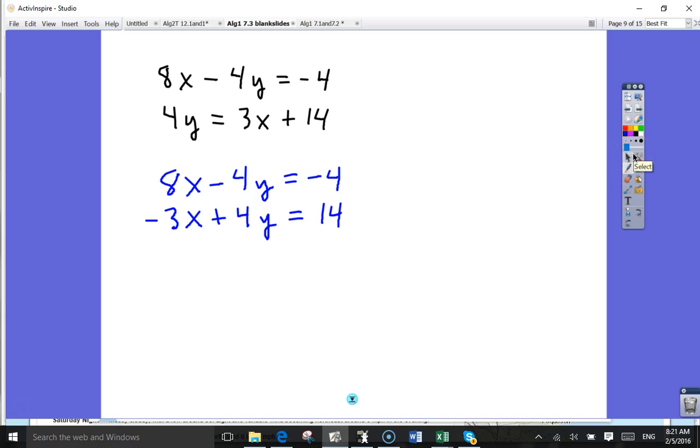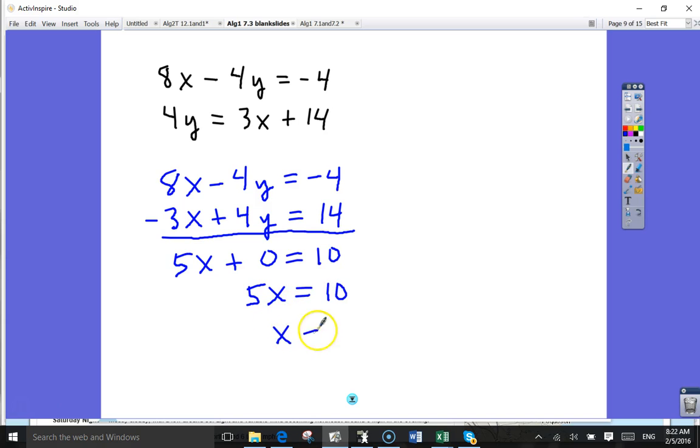Okay, so now, can I add or subtract these and eliminate a variable? Which variable is going to get eliminated here? It looks like the y would get eliminated if I did what? Plus. These are opposites, so you definitely want to add to cancel. So this is 5x plus 0 equals 10. 5x equals 10. x equals 2.